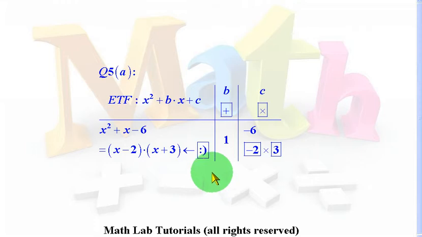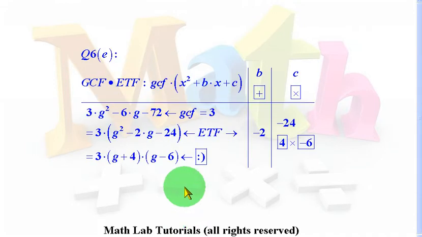Okay, let's look at another question. This is question 6e. It involves a GCF times an ETF. So we're going to have something of the form GCF times an ETF, because the A value is 1. Okay, so this is the actual question right here.